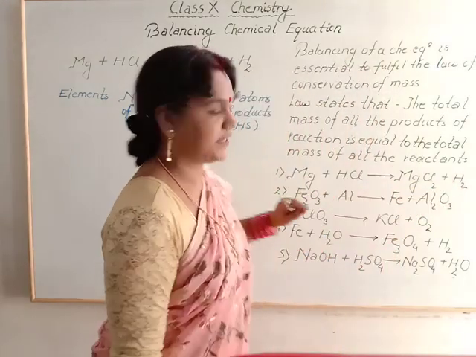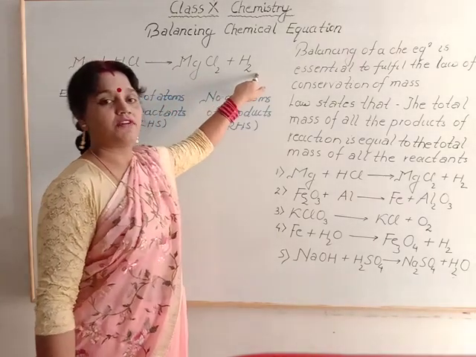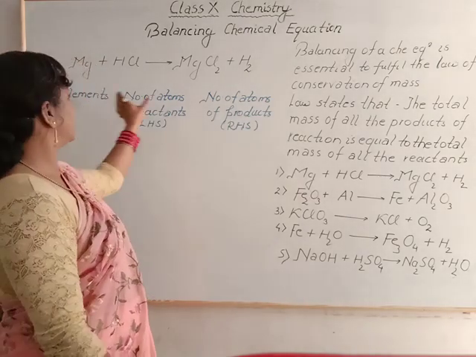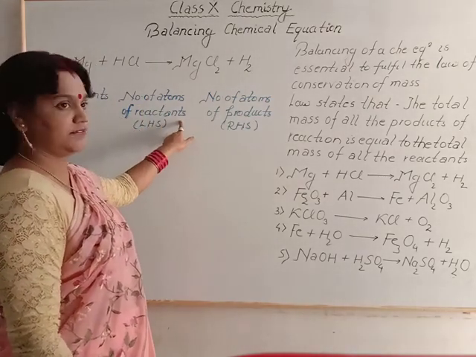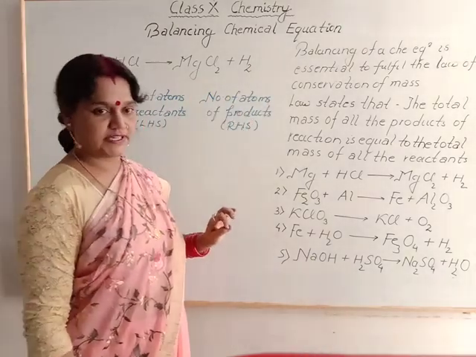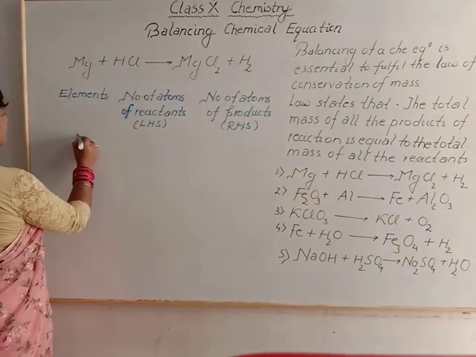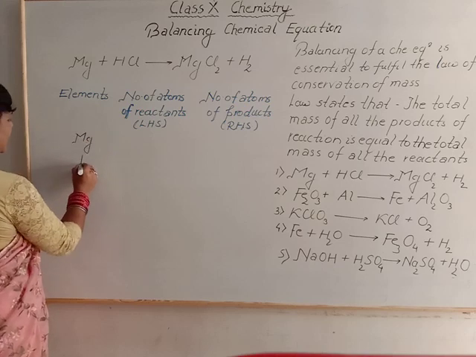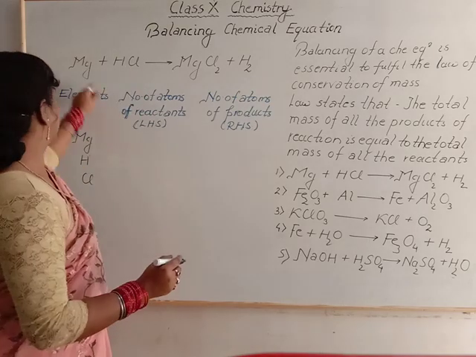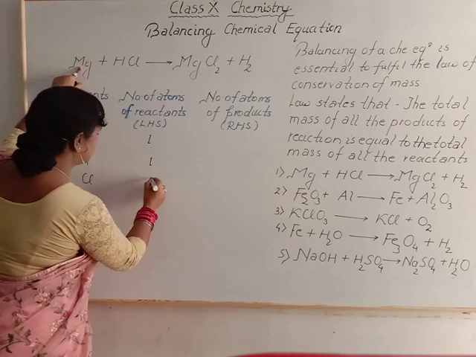We have to balance it. Now, this is magnesium, hydrochloric acid, magnesium chloride and hydrogen. So, for the hit and trial method, first we have to write the elements, then the number of atoms of reactants, which is LHS, and the number of atoms of products, which is RHS. Now, see, what are the elements? Here it is magnesium, hydrogen and chlorine. Now see, here magnesium is 1, hydrogen is also 1 and chlorine is also 1.